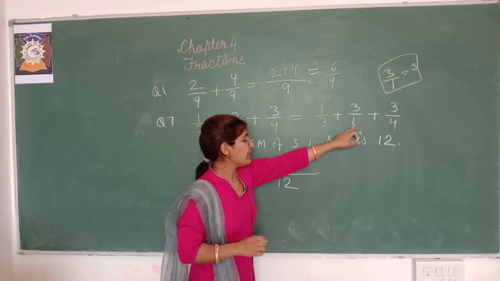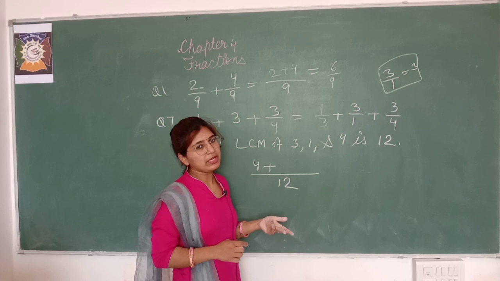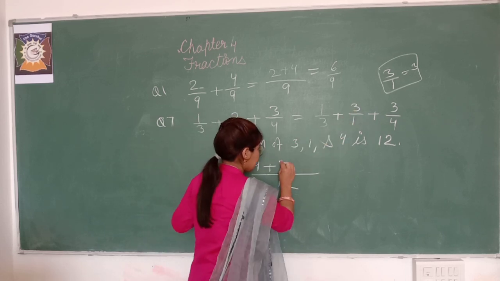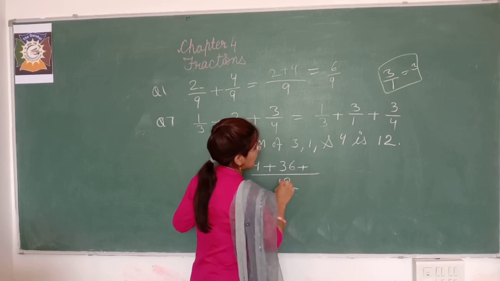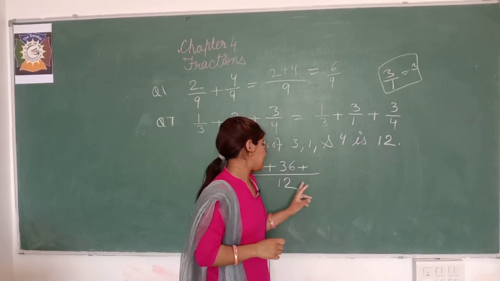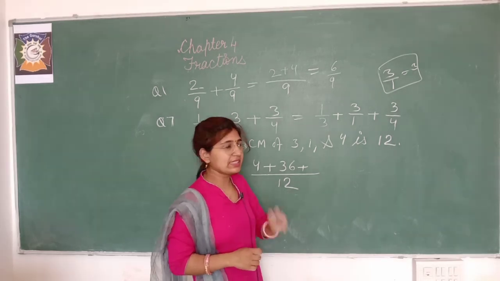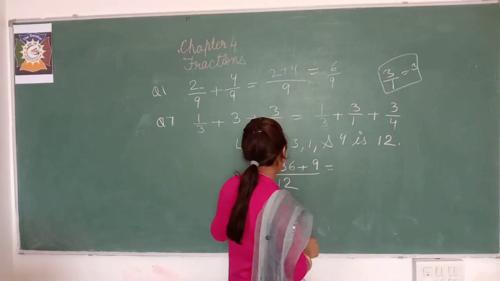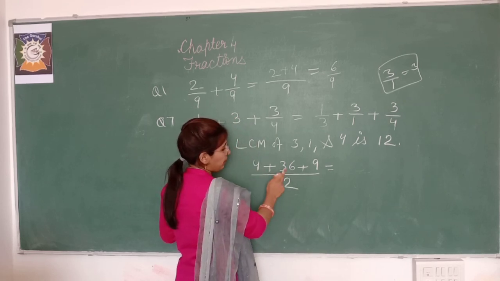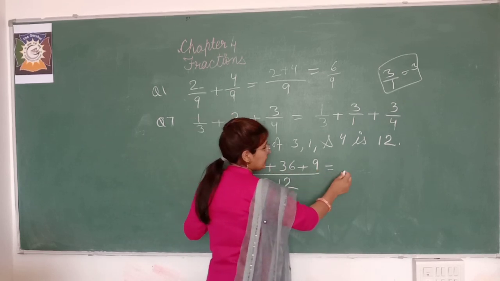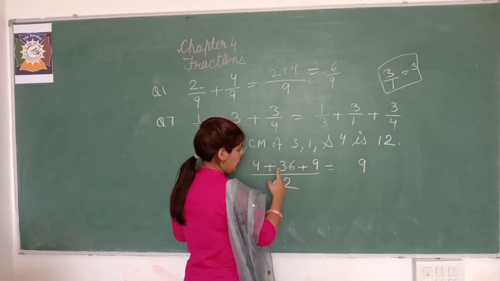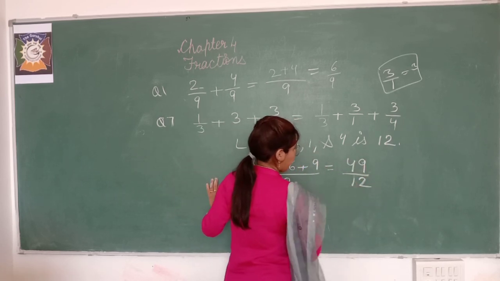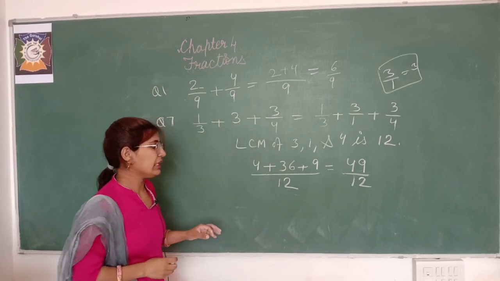Now see, 1 जब 12 को divide करता है, again you get 12. 1 12s are 12. 12 into 3, 36. Plus sign is given. Now 4 3s are 12. 4 3s are 12, 3 you get. 3 into 3 gives you 9. बेटा इसको आपको क्या करना है, ऐड करना है. Now see bachche, 4 plus 6 is 10. 10 plus 9 is 19. 1 carry plus this 3 you get 4 and this is 49 by 12.